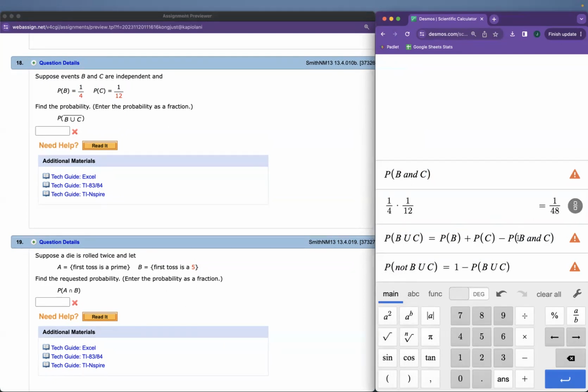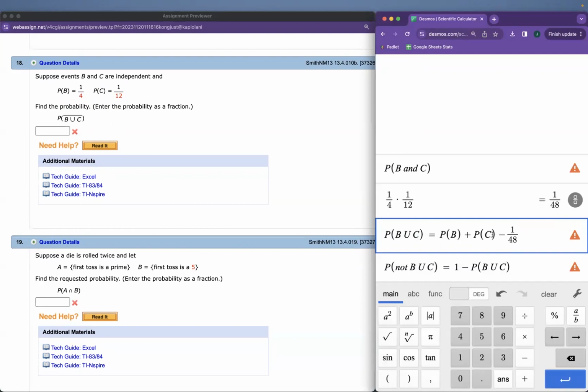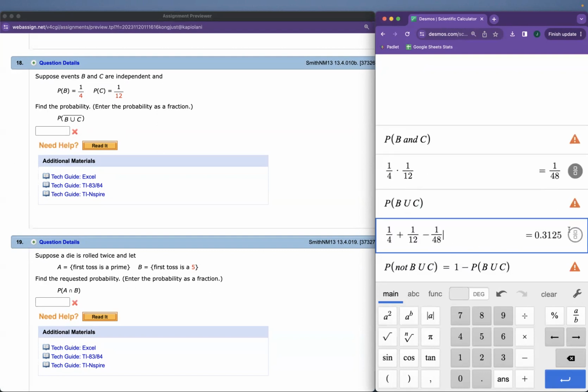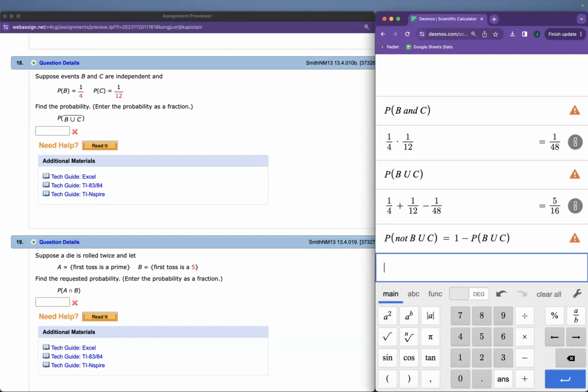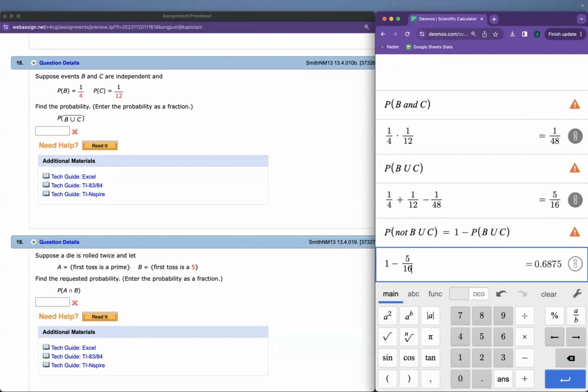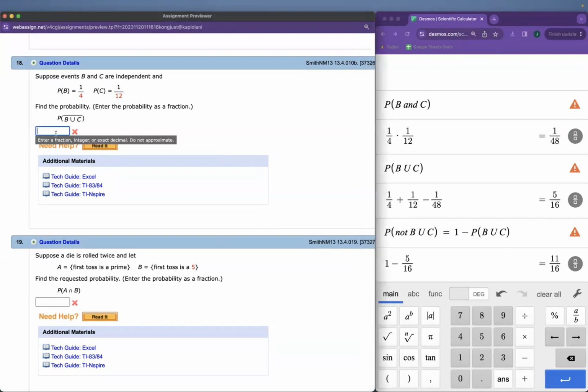And that means I'm just going to plug it in here, that's 1 out of 48. And probability of C was given to me at the start, that's 1 out of 12, as was probability of B, that's 1 out of 4. So probability B union C is going to be the result of those 3 things. And that's 5 out of 16. So now the final result is just going to be 1 minus 5 out of 16. And it wants it as a fraction. So click the fraction button, and I got 11 out of 16.